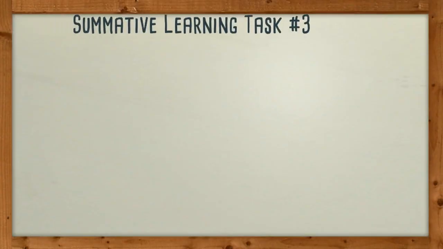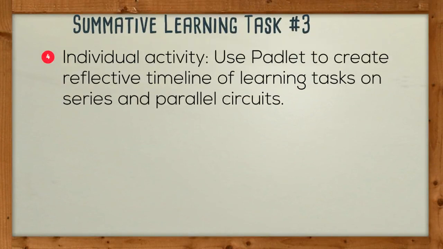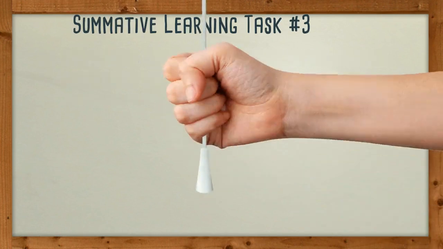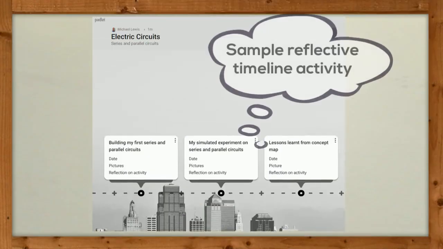The third summative activity will be an individual task involving the use of Padlet to create a reflective timeline. The reflective timeline will comprise of images and reflections of formative learning tasks, the experimental report, and the concept map. The reflective timelines from students should look similar to this.